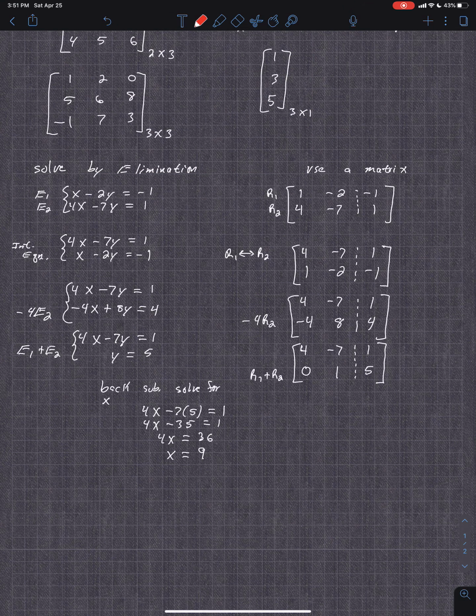So these two here are what you would write when you do your back substitution. That already tells you your y is equal to 5. And then you'd back substitute, just like that. And so from there, you have your y and your x. So your solution set is the ordered pair, a unique solution, (9, 5).